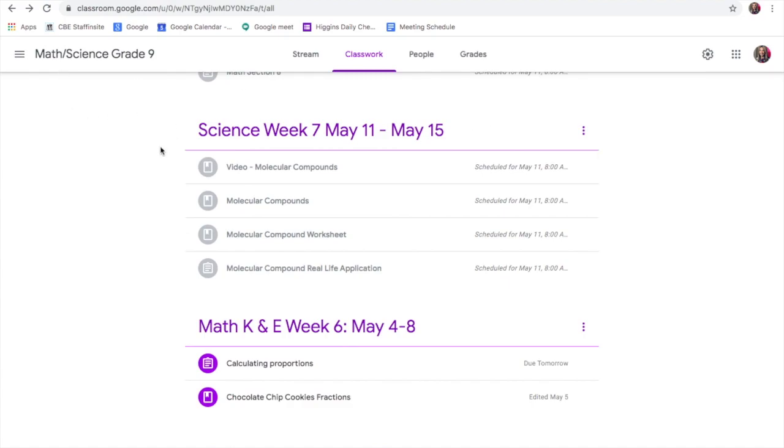So you'll notice there's not as many activities in this week's worth of stuff, mainly because we're focusing on two different things. I'll probably type in those learning intentions later. We are focusing on what is a molecular compound and then how to name it, okay?